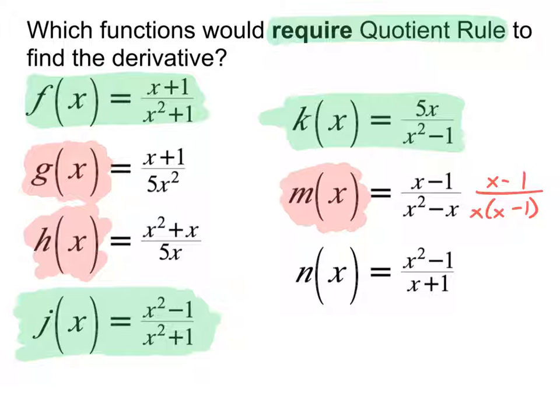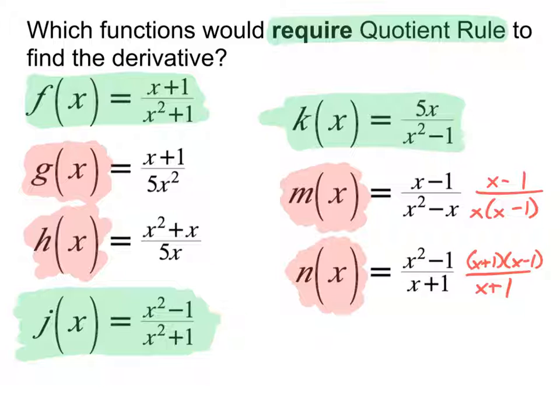So then, what about n of x? Do we need quotient rule for n of x? Well, again, I do see something that's factorable, so I'm going to go ahead and check that factoring first, because the top, the x squared minus 1, factors. That would be x plus 1 times x minus 1. And all of this is over x plus 1. Well, notice I now have x plus 1s that cancel. So really that whole thing is just equivalent to x minus 1. Can I find the derivative of x minus 1 without quotient rule? Absolutely. And so you don't even need it for that one.